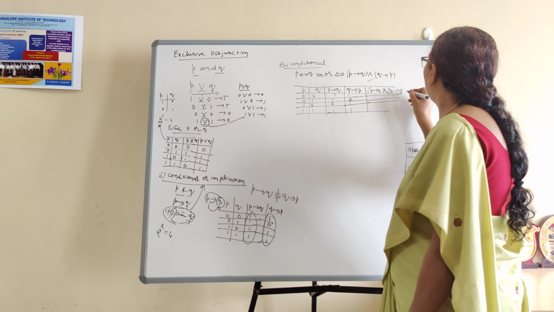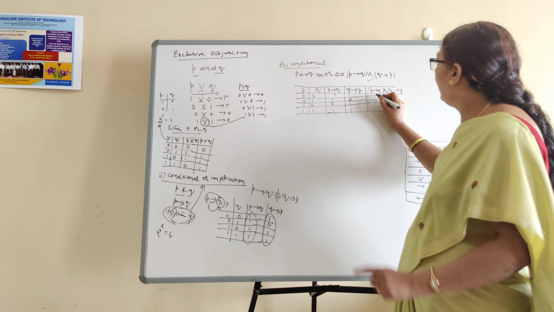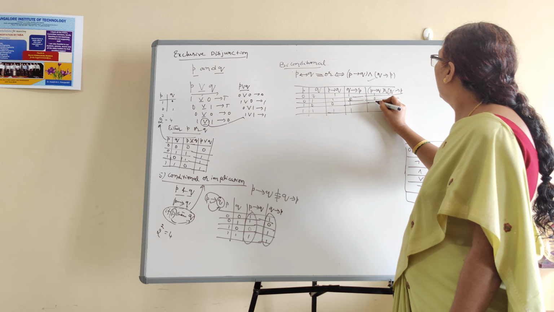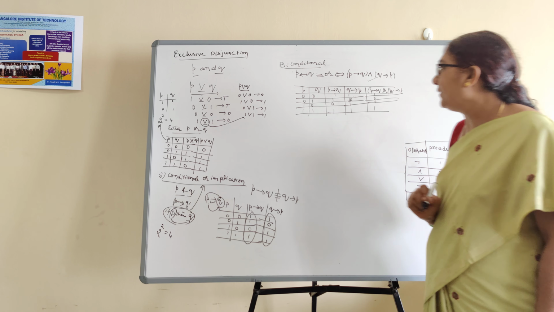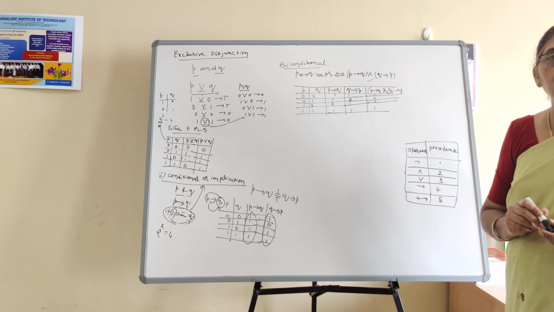What are we expecting now here? The conjunction means when both are true, then only it is true: 1, 0, 0. This is a way to find out the biconditional truth value. The biconditional truth value is true.